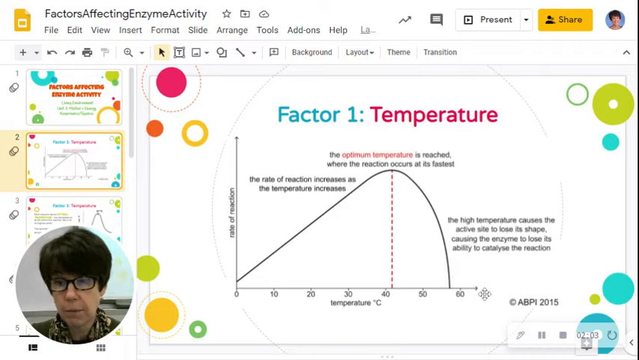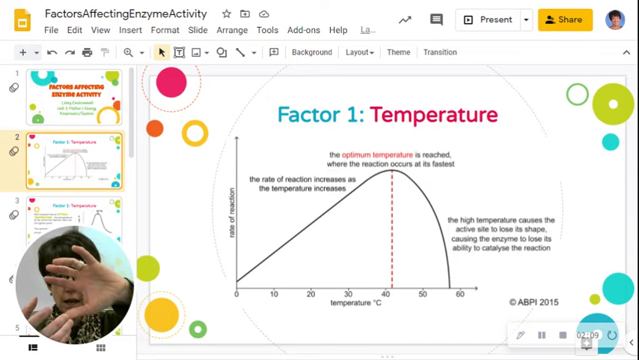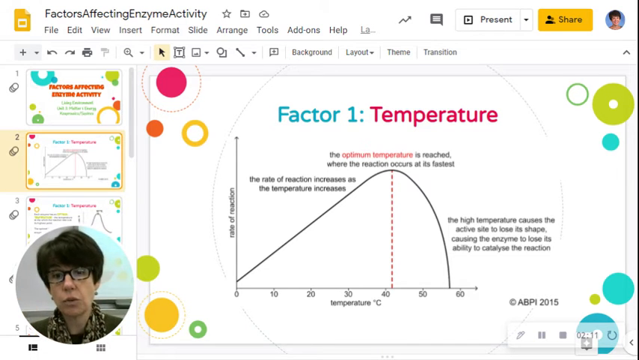If we go above that temperature, then the enzyme denatures, which essentially means that the enzyme loses its shape, and so the active site doesn't have the correct shape. The reactant, or the substrate, can't bind, and so the reaction rate stops or slows down. And so we see this rapid drop off in the rate of the reaction as a result.